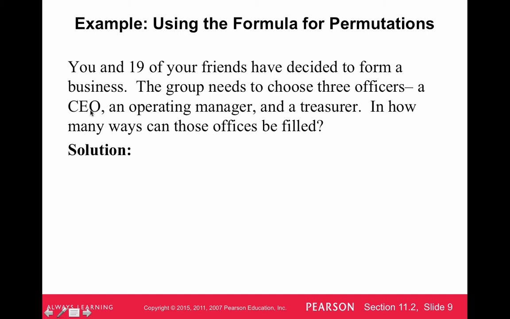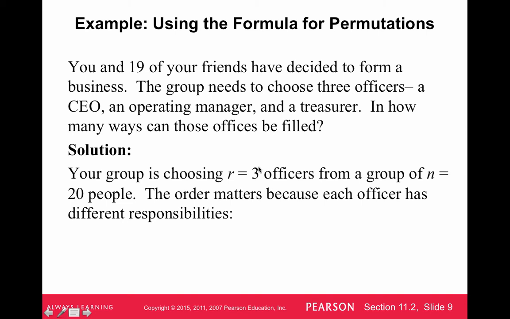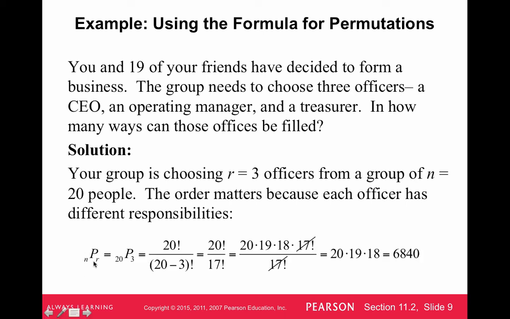And the positions are different. So the CEO does something different than the operating manager, which does something different from the treasurer. So the order in which we select these matters. It says how many ways can these offices be filled? So they're explaining we're selecting 3 things from a bank of 20 things, and the order matters because each officer has a different responsibility. So that means that we're going to do 20 permute 3.